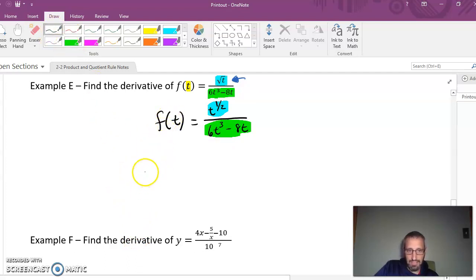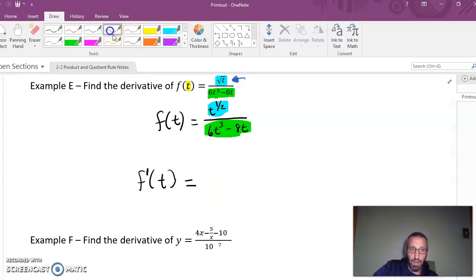Derivative of f of t is f prime of t, and I still wrote x. Good job, Wallace. F prime of t equals. And we're doing, it's a quotient, low d high minus high d low all over low squared. So low, I just copy, right? 6t cubed minus 8t.